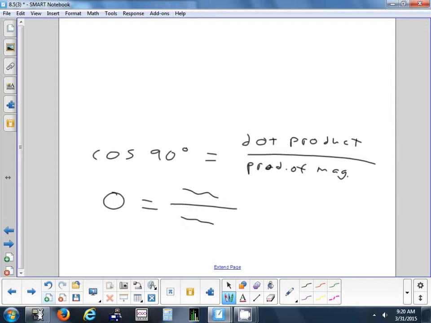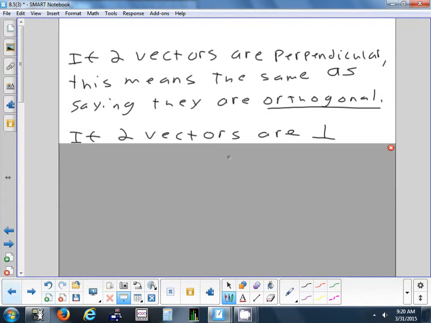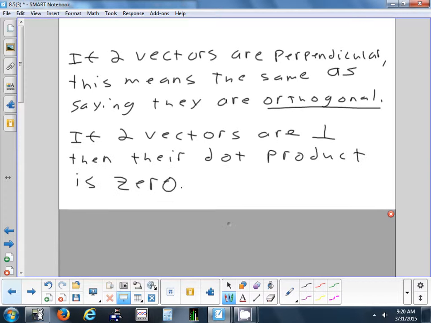So there's a shortcut there. When two vectors are perpendicular, if their dot product comes out to 0, you're done. There's nothing else you even need to do. It doesn't matter how long they are. 0 divided by anything is going to be 0. And then if you take the inverse cosine of 0, you get 90. So that's a shortcut you can use when two vectors are perpendicular or orthogonal. Their dot product is 0.